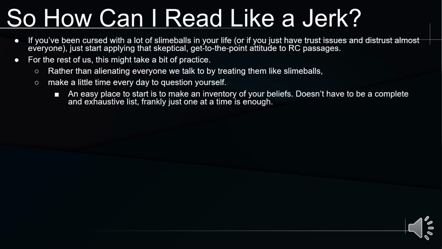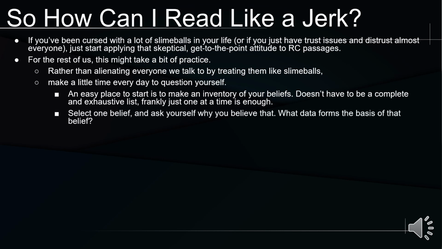An easy place to start is to make a small, humble inventory of your beliefs. It doesn't have to be a complete and exhaustive list. This is not a huge self-discovery journey that I'm talking about. Frankly, just one at a time is enough. Select one belief that you've been able to find, and then just ask yourself a very simple question: why you believe that. And again, this isn't to question the validity of your beliefs per se. This is just a mental exercise to get you to see processing versus data itself.